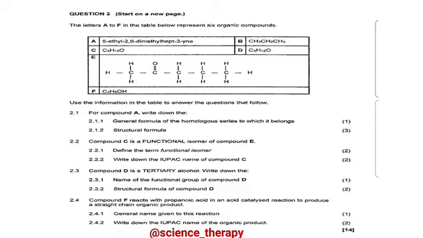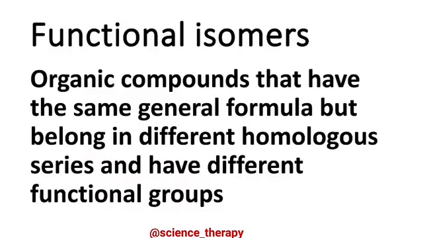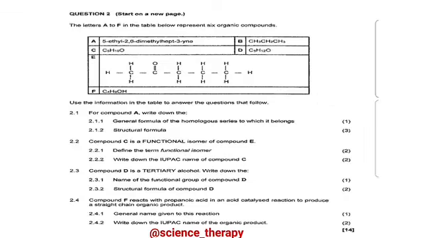So 2.2.1 says define the term functional isomer. Let's see what it is. Functional isomers are organic compounds that have the same general formula but belong in different homologous series and have different functional groups. So you will still remember cake, whereby we said your carboxylic acid is a functional isomer to the ester and your aldehyde is a functional isomer to the ketone. Now, okay, let's approach the question now.